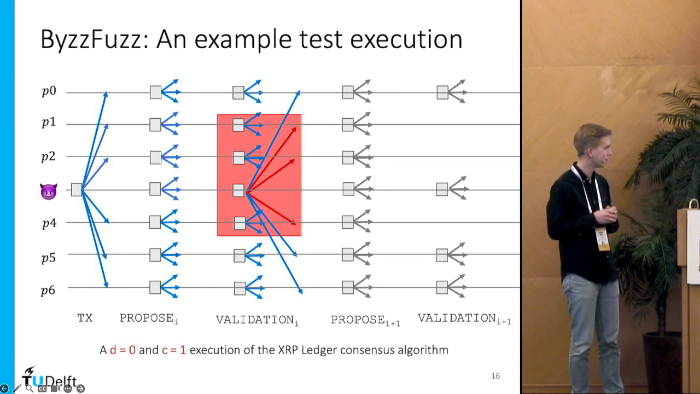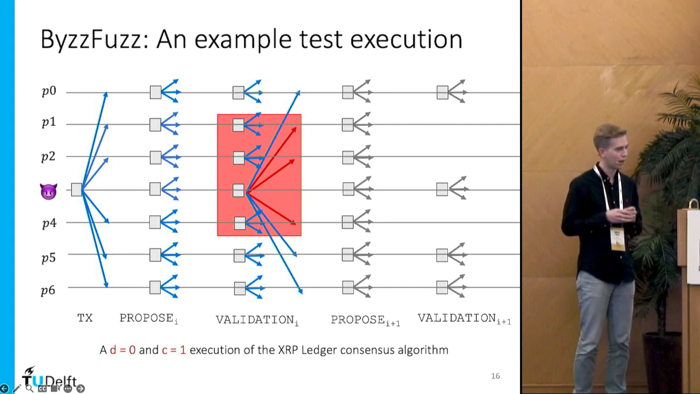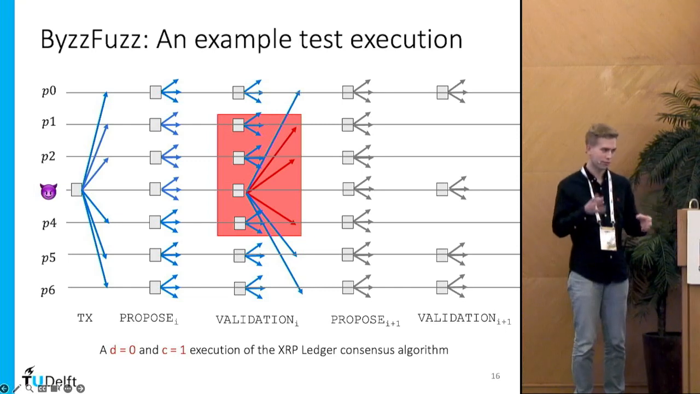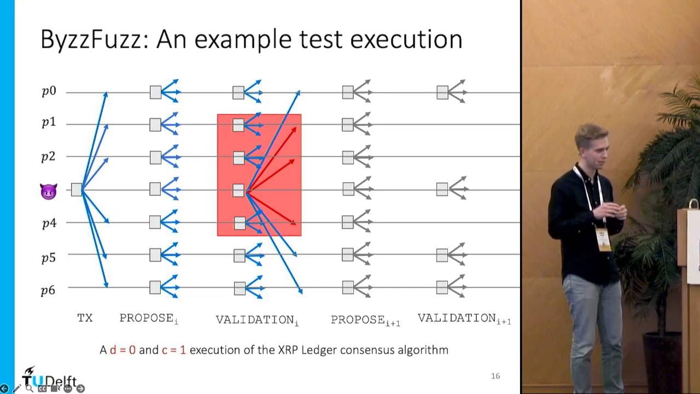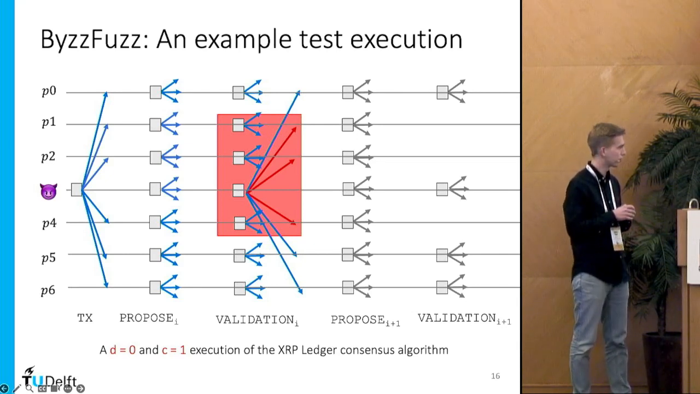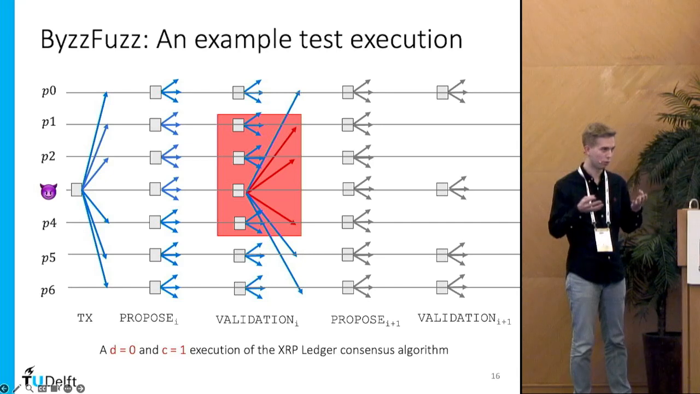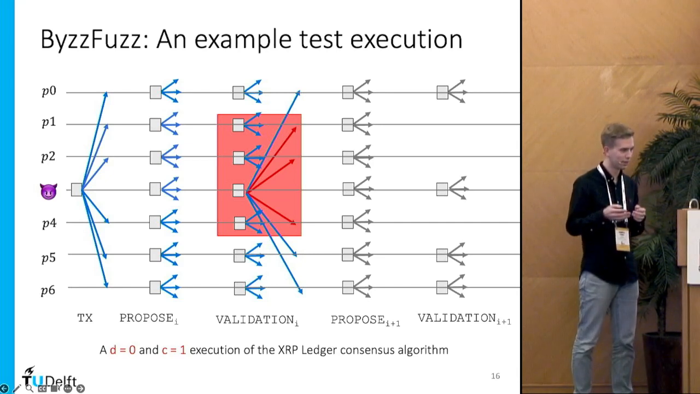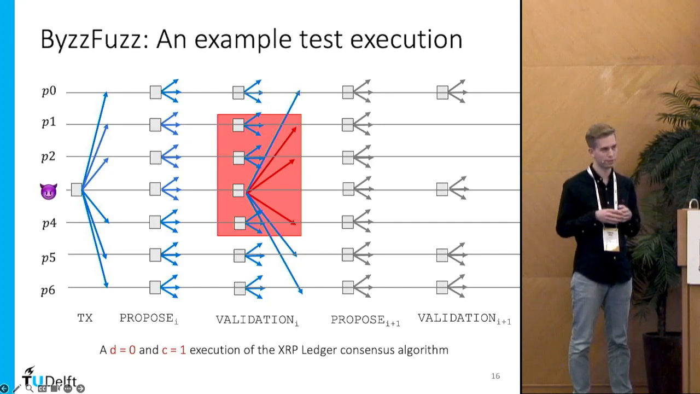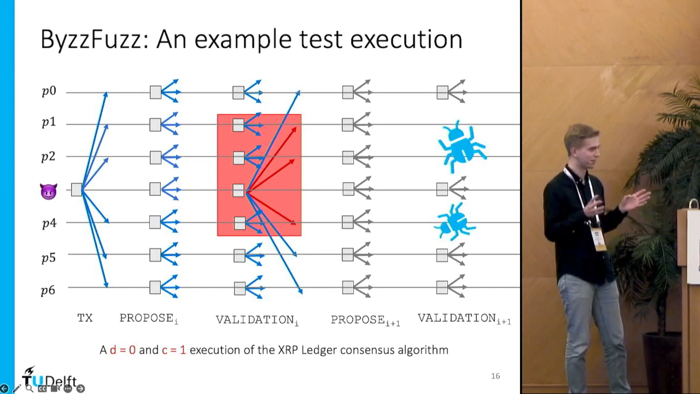All of the validators that previously received this mutated validation are not able to themselves send validations anymore. This is because their internal state got corrupted, and they cannot send validations anymore. Because there are not sufficiently many validations in the network, they cannot reach a quorum and therefore cannot make progress. This violates the consensus property of termination. We have just found a buggy execution.